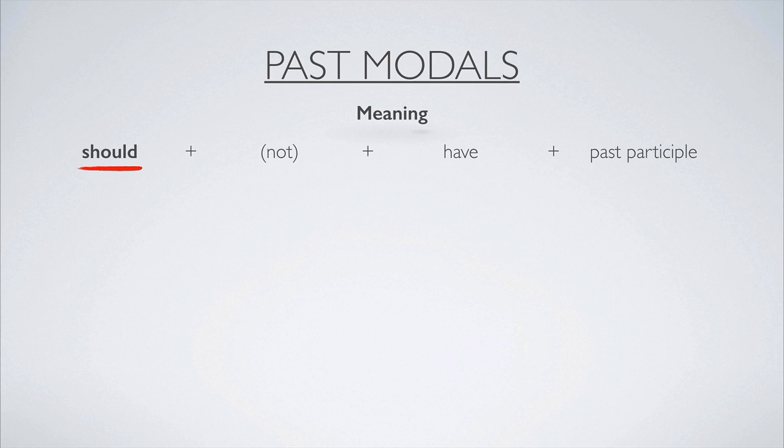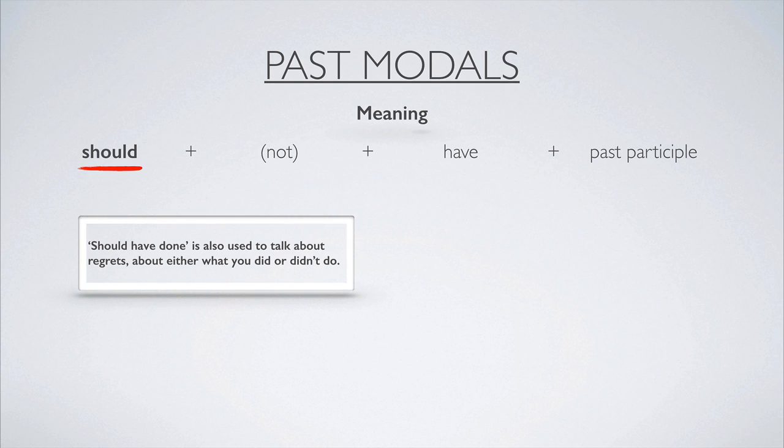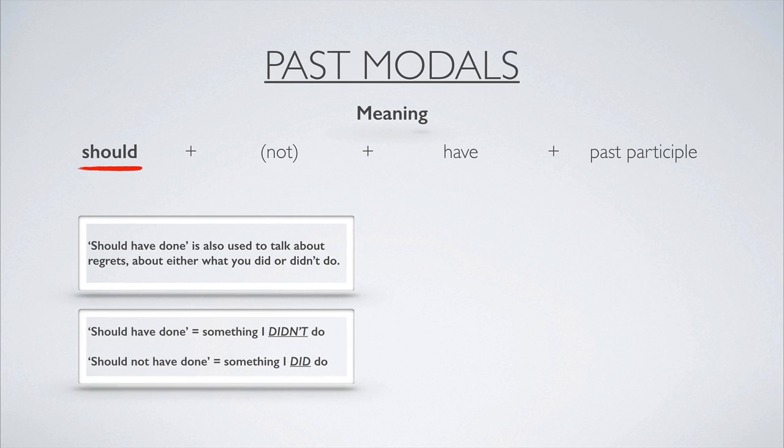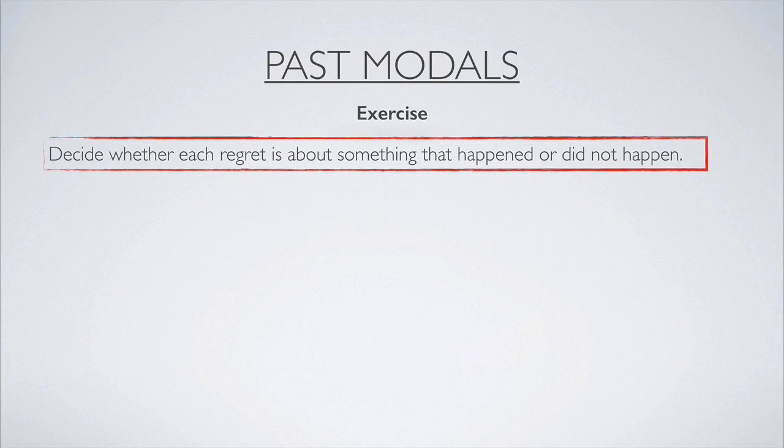Yes! Should have done is also used to talk about regrets. Regrets about either what you did or did not do. Again, should have done, the positive sentence, is used to talk about something that you didn't do. And shouldn't have done is used to talk about something that you did do. For example, I shouldn't have spent the whole afternoon in the hotel. Did I spend the whole afternoon in the hotel? Yes! I should have gone to Dongdaemun. Did I go to Dongdaemun? No.